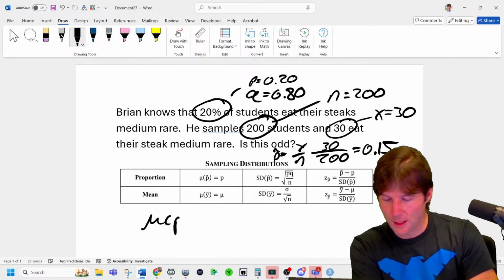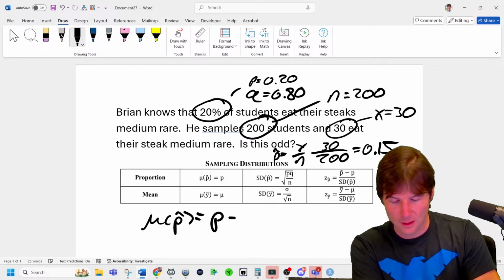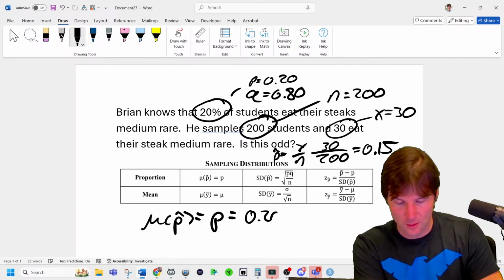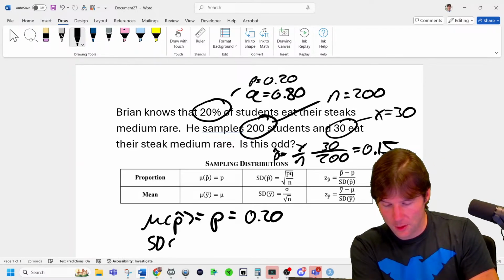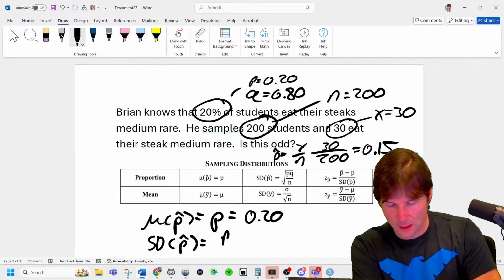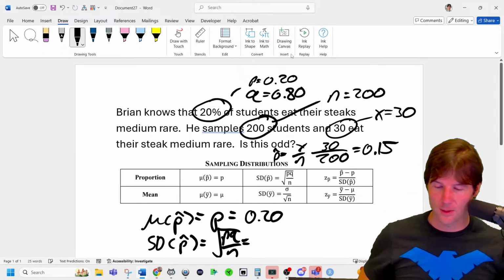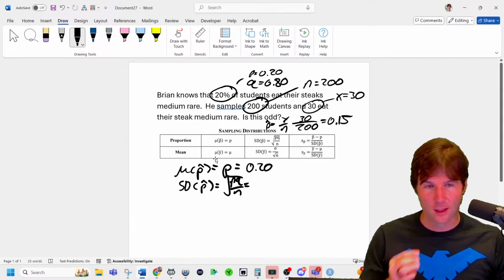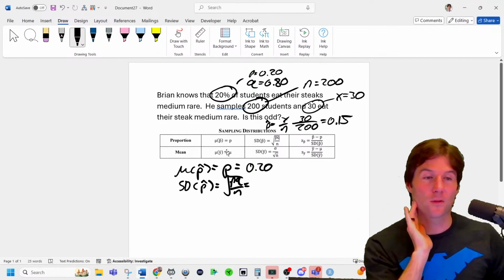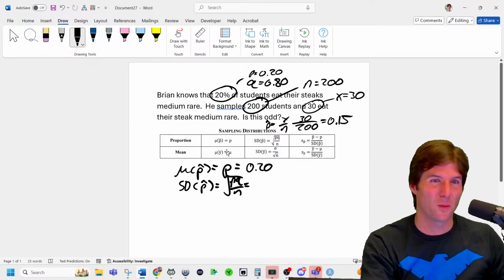Okay. So mu P hat equals P equals 0.20. SD of P hat equals the square root of P times Q over N. Is this odd? I mean, this question basically just has you solve out the whole thing. Why is X not on the formula sheet? It's just one of those more basic things.